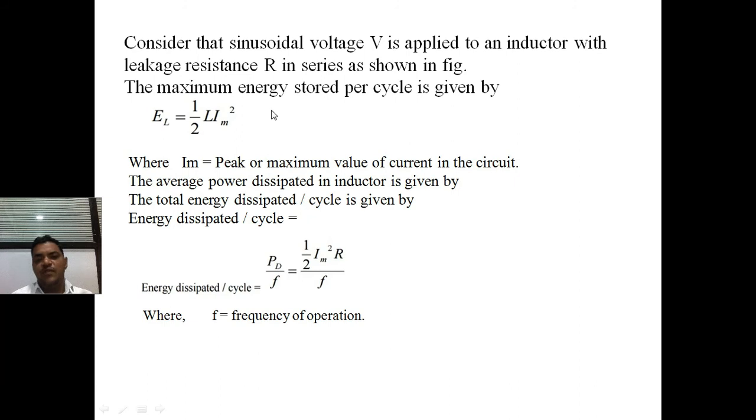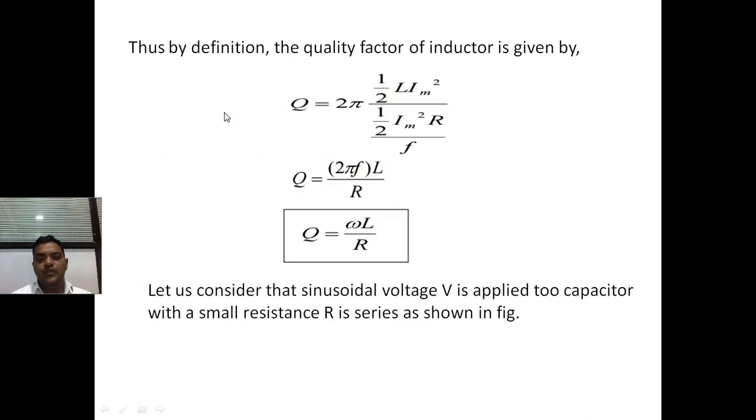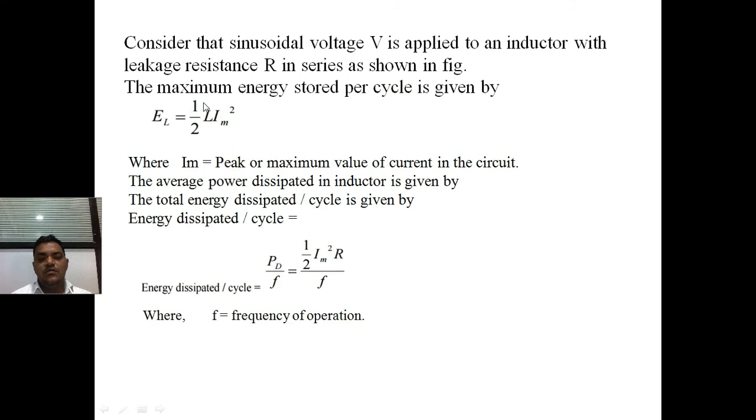So the maximum energy stored per cycle is given by E_L equal to 1/2 L Im squared, where L is the value of the inductor and Im is the maximum value of the current in the circuit. This parameter indicates the maximum current flowing through the circuit.